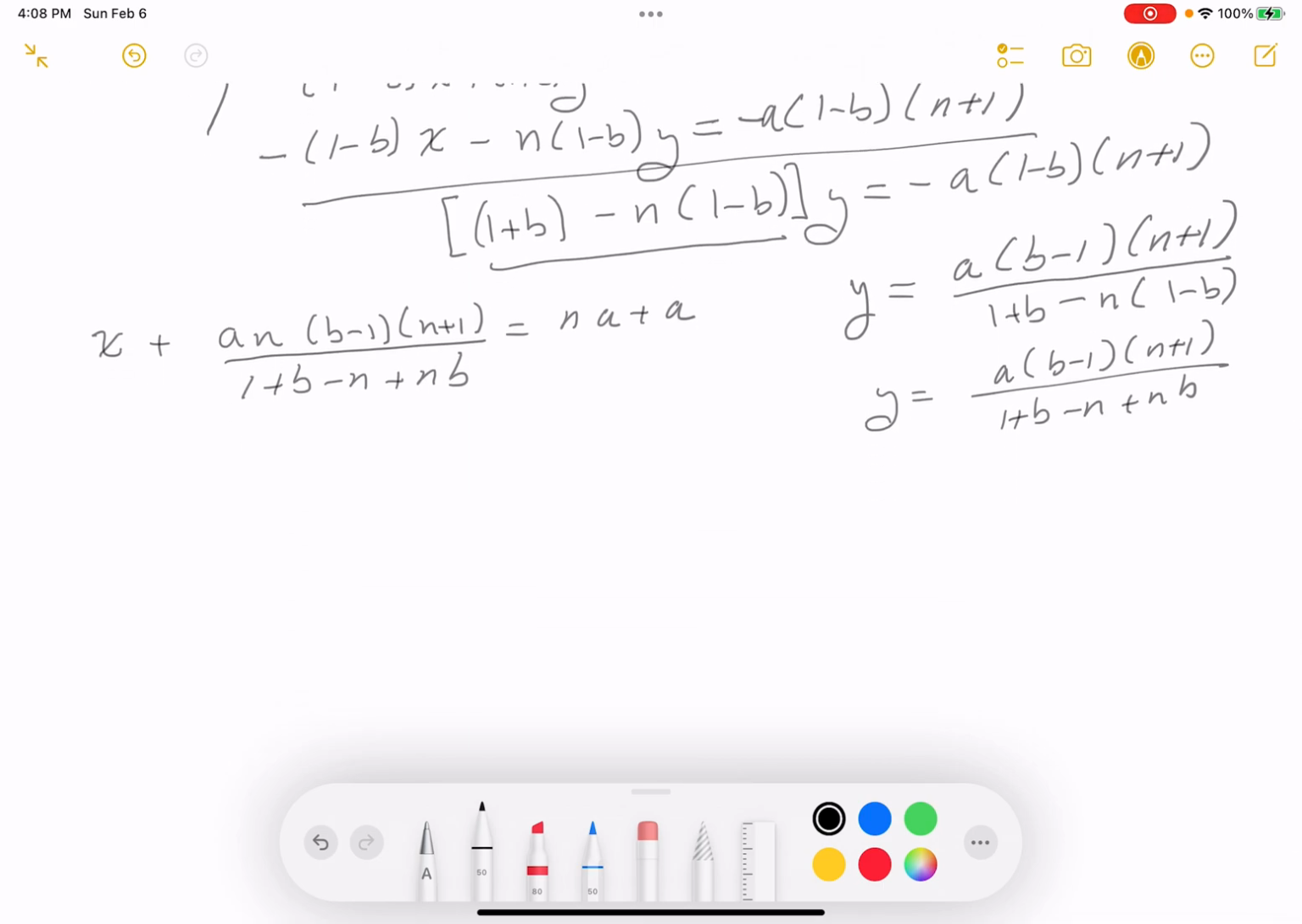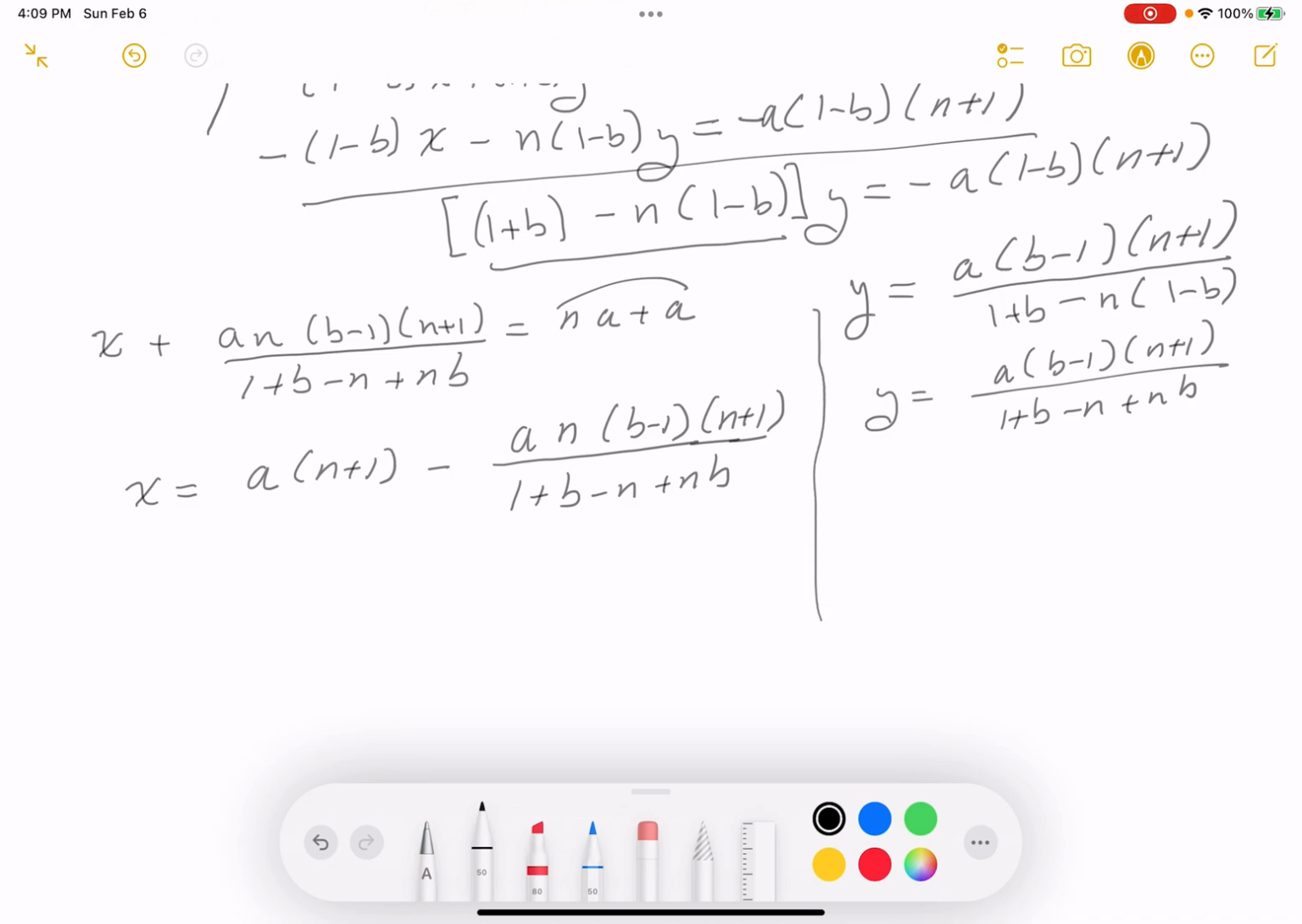And I know it's a struggle for me too, by the way. So x equals, well, it's a n plus 1, that's this thing right over here, minus a n, b minus 1, n plus 1, over 1 plus b minus n plus nb. Well, to make my life a little bit easier, I'm going to factor out a, n plus 1 from those two terms. And I'll show you what I come up with.